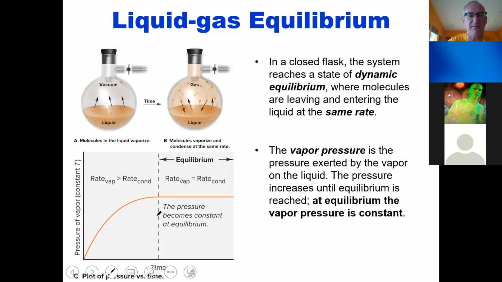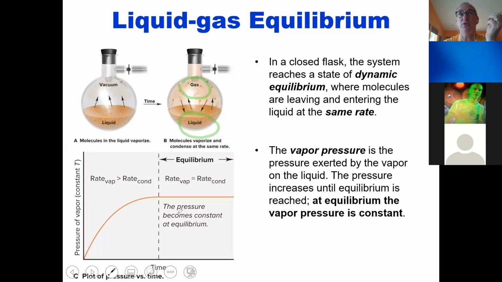a lot of people, including me, think of equilibrium as being static, because it basically does mean that the concentrations of product and reactant don't change, or in this instance, the concentrations of gas and liquid don't change, and that's true, but it's not static. And that's actually something we studied when I was in San Diego at Scripps.